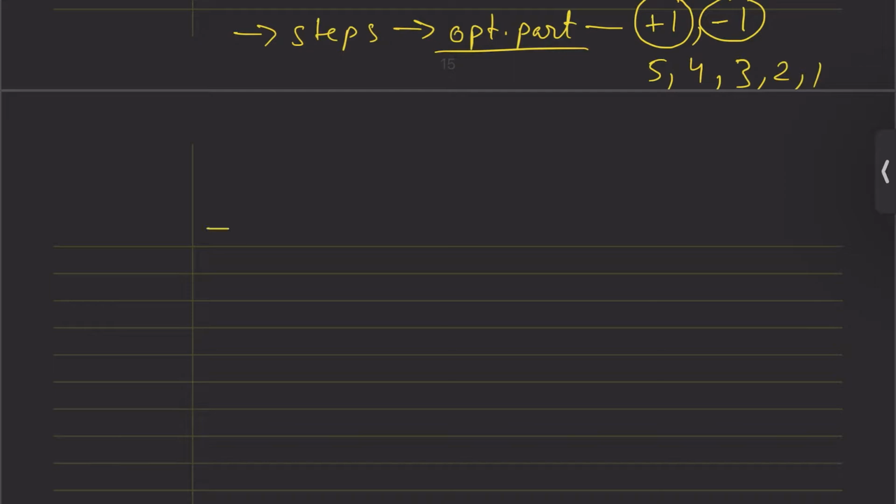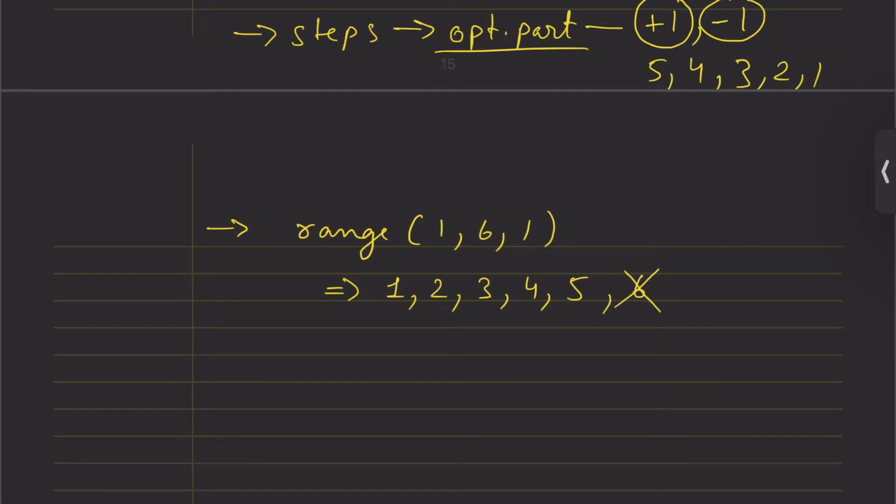Let's say I write the range function like this: range(1, 6, 1). What will this return? This will return these values: 1, 2, 3, 4 and 5. It will not return 6. It will return values till 6, so it will return 5 values. If I want 5 values, I have to add one to it and give that value as the stopping point.